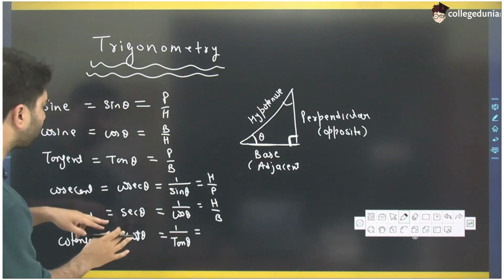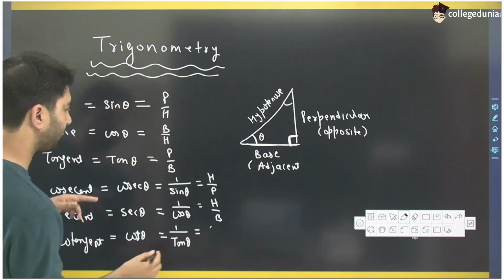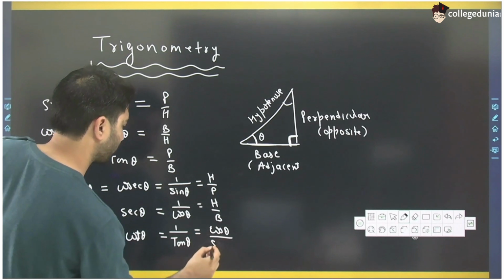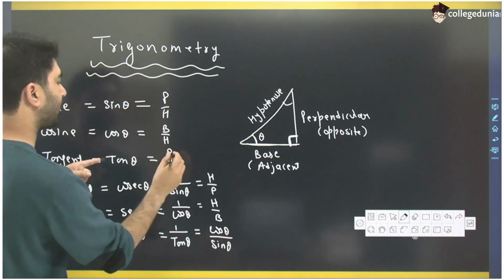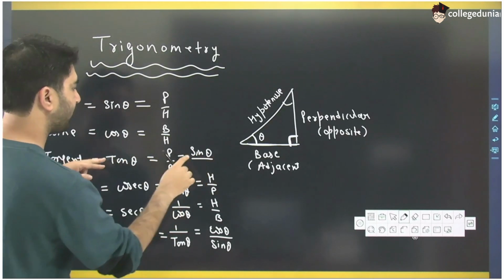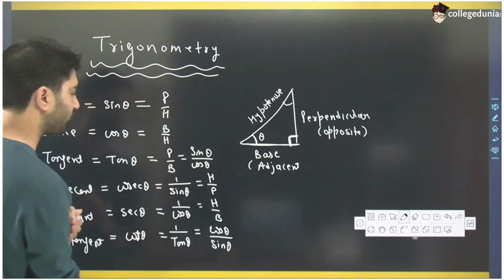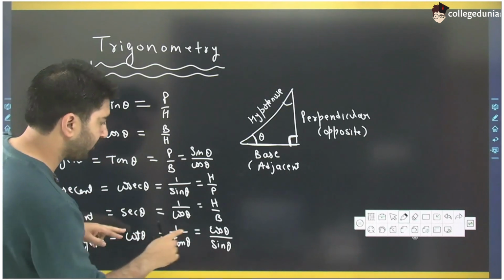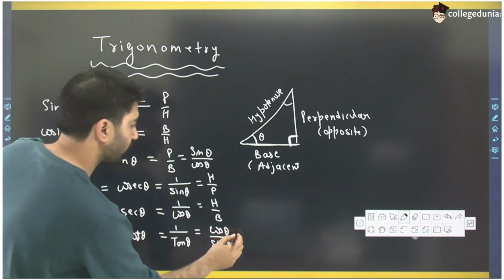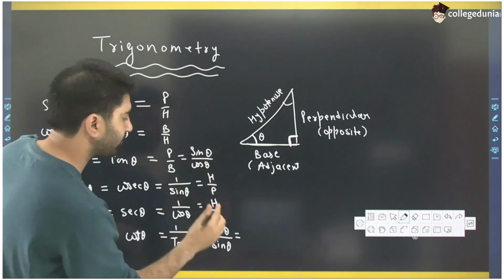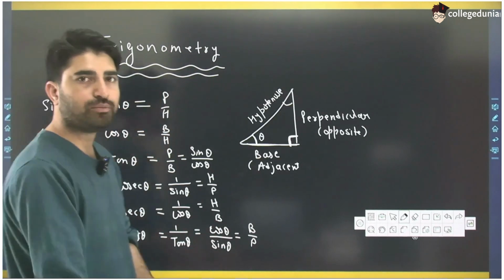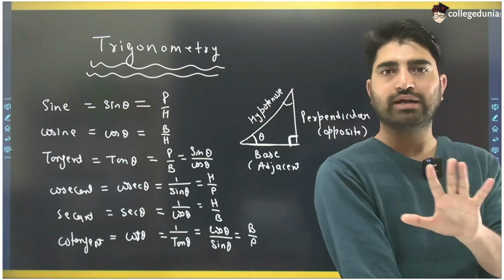We can also get cot by dividing cos and sine. Tan can be found by dividing sine and cos, and cot can be found by dividing cos and sine. It is the ratio of cos and sine, which in the form of PBH is B by P. So these 6 were the trigonometric ratios that we studied in our class 10th mathematics.